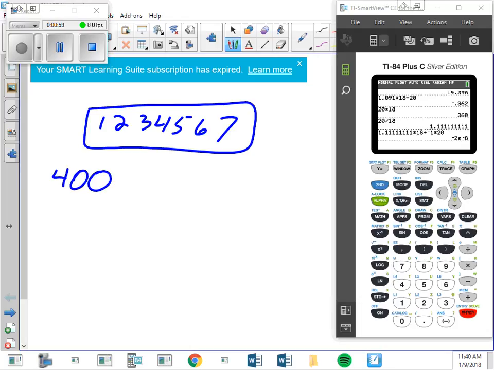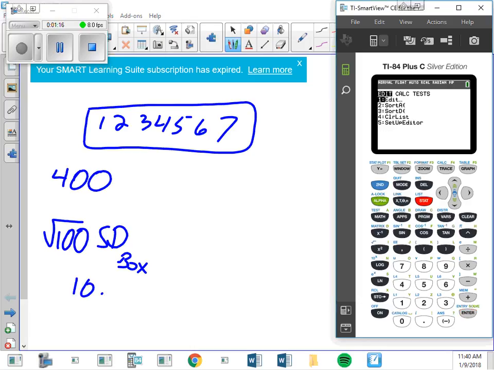How would we calculate the standard error? Standard error is the square root of the number of draws times the SD of the box. So it's going to be 10 times the SD. To find the SD, I need to go into my list and put the box in, and then do one variable statistics. And I get 2.16. What does 2.16 tell me about the box?